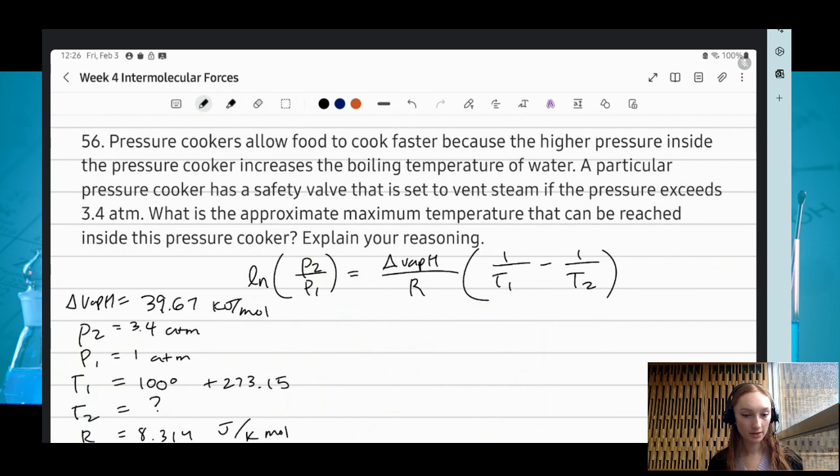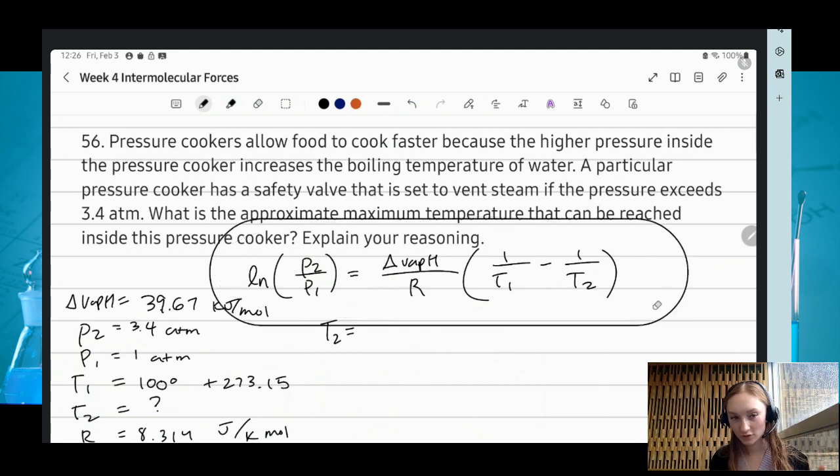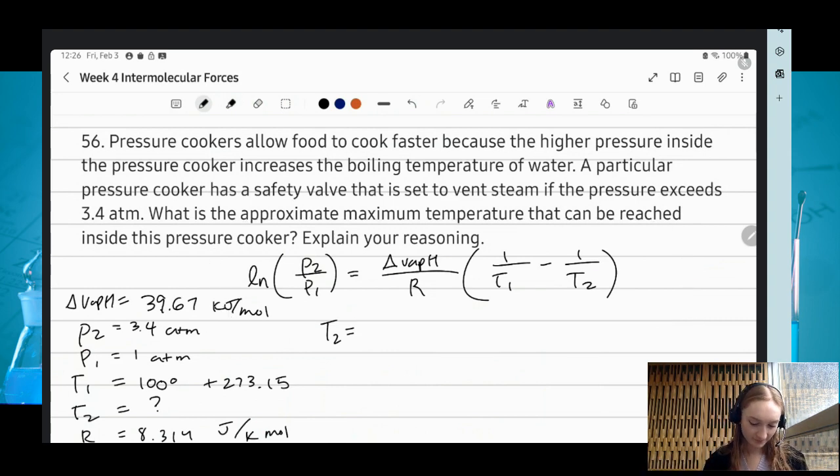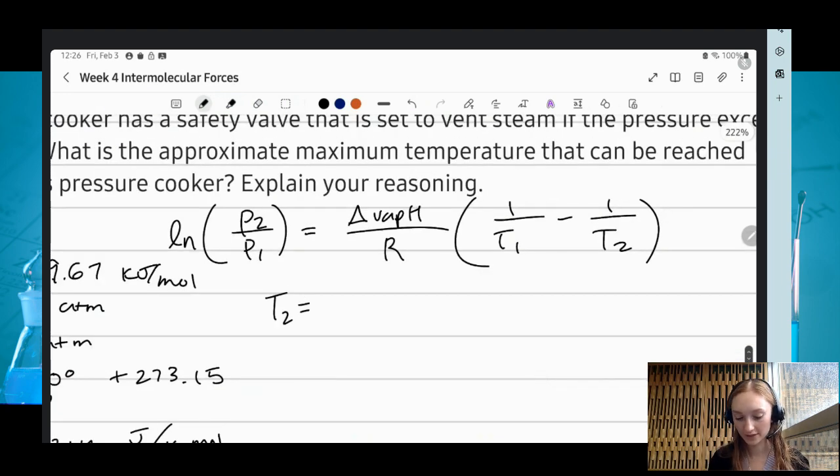And so let's do some algebra to isolate T2 here. What I like to do when I have a huge equation that I have to solve for one variable is I do it in my head, which is not always the best thing to do, but if it works for you, it works for you. But I will talk through what I'm going to do instead of writing it all out, because it can get messy. So to get T2 here, I first have to multiply by R on that side.